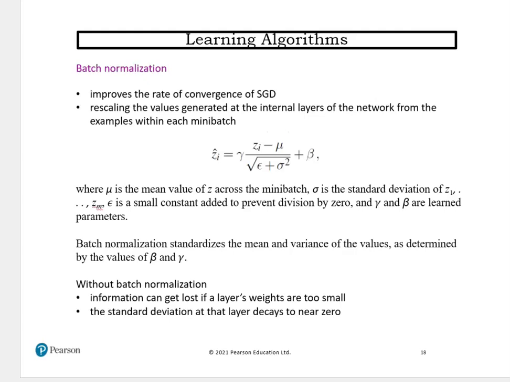Welcome back, everyone. For the last part of this lecture, we will talk about batch normalization. Batch normalization is a technique that's very popular because it improves the rate of convergence of stochastic gradient descent by rescaling the values generated at internal layers of the network, from the examples within each mini batch.